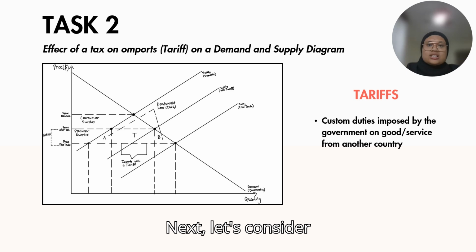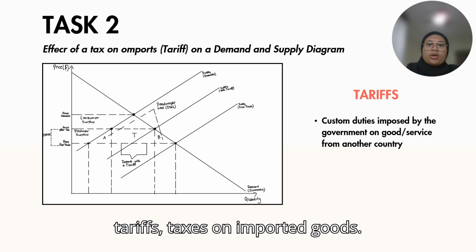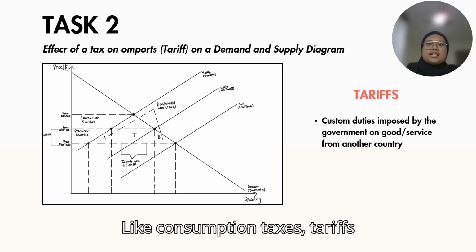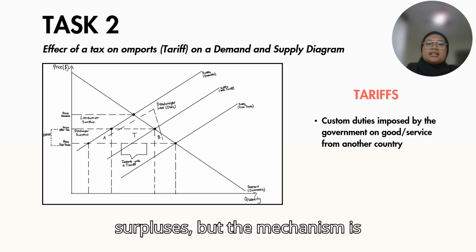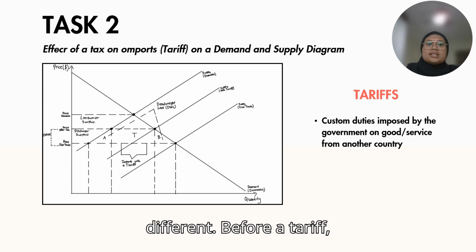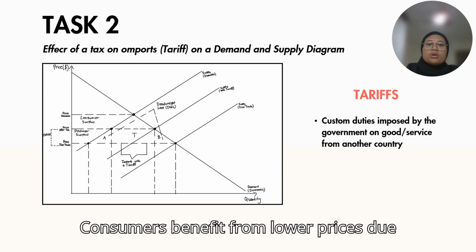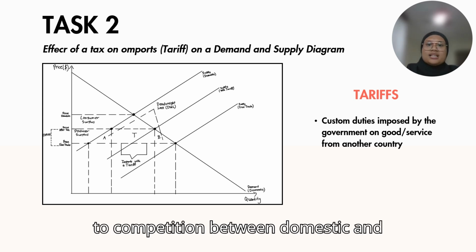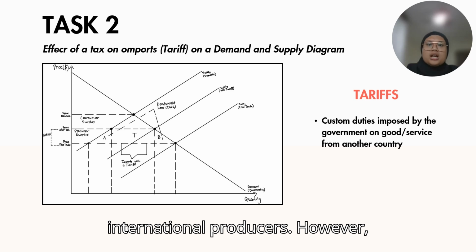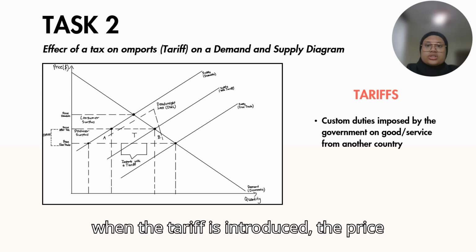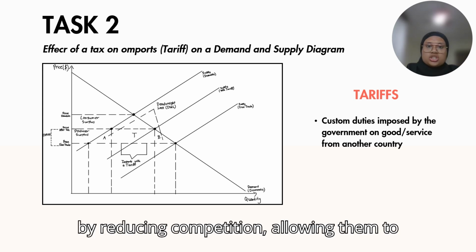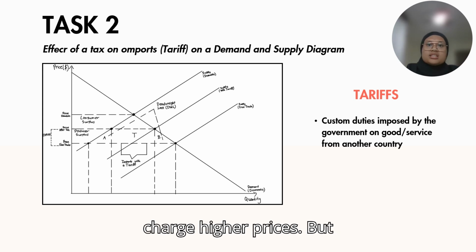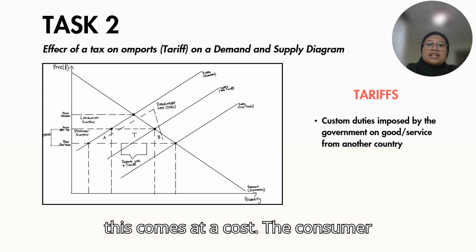Next, let's consider tariffs, taxes on imported goods. Like consumption taxes, tariffs reduce both consumer and producer surpluses, but the mechanism is different. Before a tariff, consumers benefit from lower prices due to competition between domestic and international producers. However, when a tariff is introduced, the price of imports rises, which benefits domestic producers by reducing competition, allowing them to charge higher prices. But this comes at a cost.